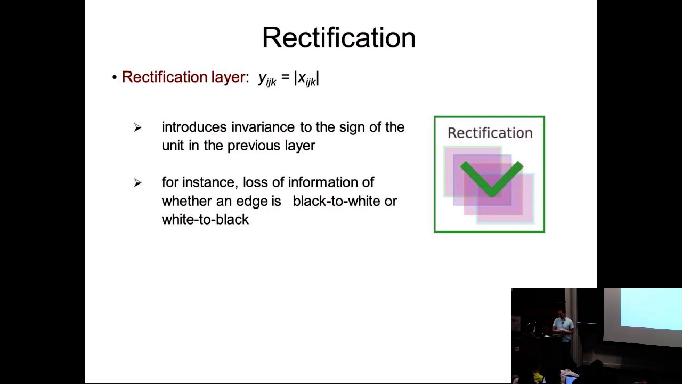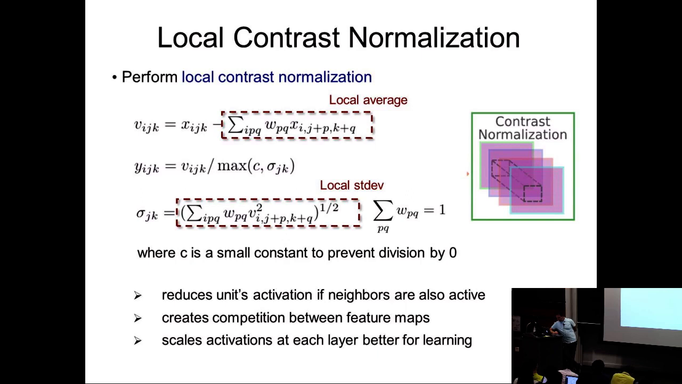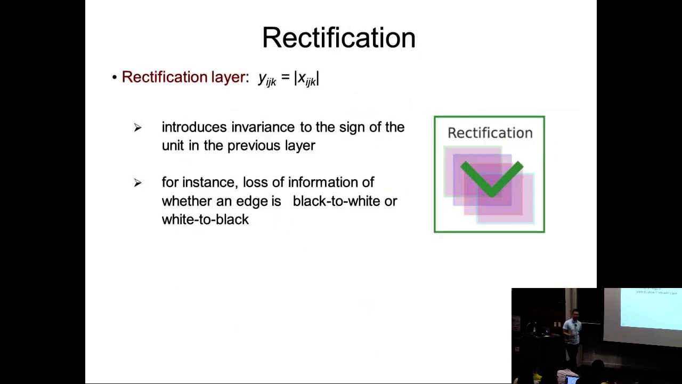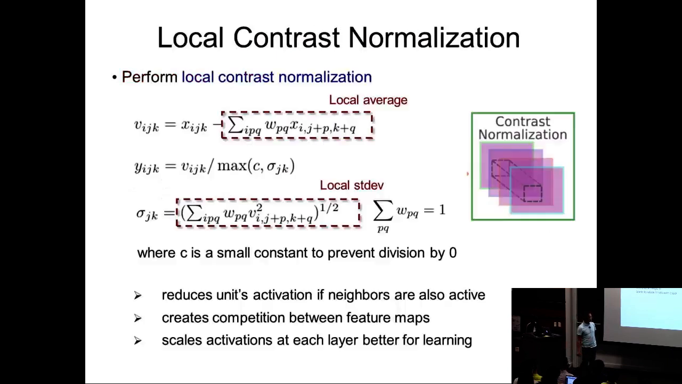One particular thing that people have looked at is the rectification layer. So what you do is you just take the absolute values of your feature maps. What it can do is lose the information whether the edge is black to white or white to black. You're just saying there is an edge. And this is something that sometimes works, sometimes doesn't. So it really depends on the problem that you're trying to solve. There are a few papers that show that it can lead to better recognition of certain objects. In other cases, it does not.